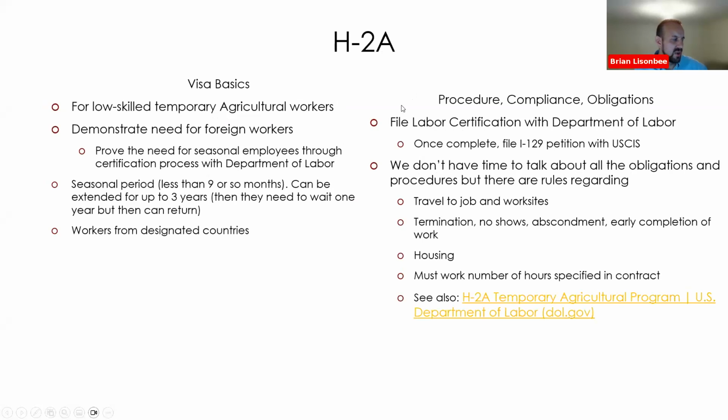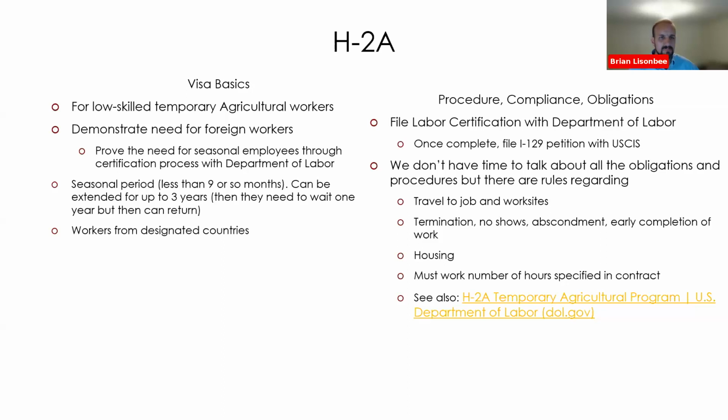And then there's the H2A and the H2B. We've talked quite a bit in length about the H2A. Both programs, H2A and H2B, are for low skilled temporary work. The difference is the H-2A is for agricultural workers. You must demonstrate a need for those workers, basically that there's a seasonal need.